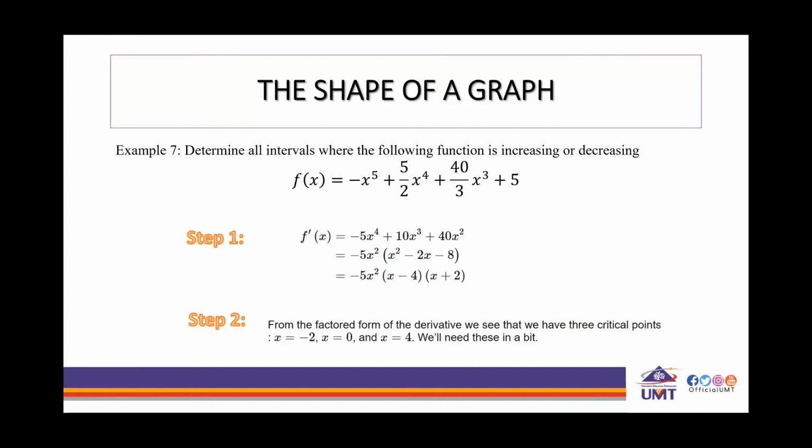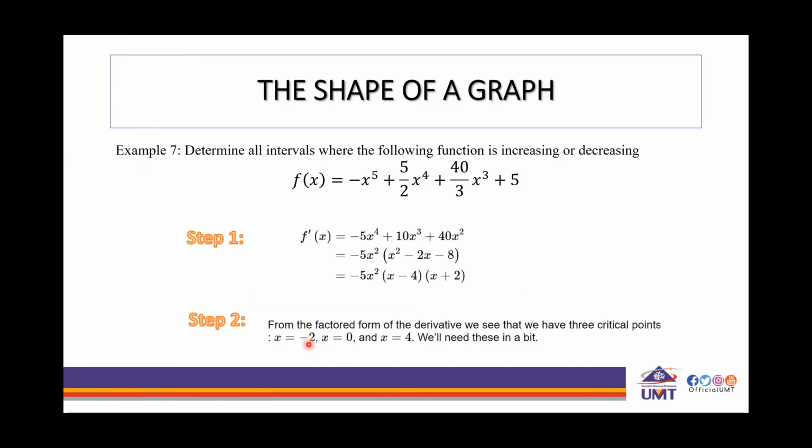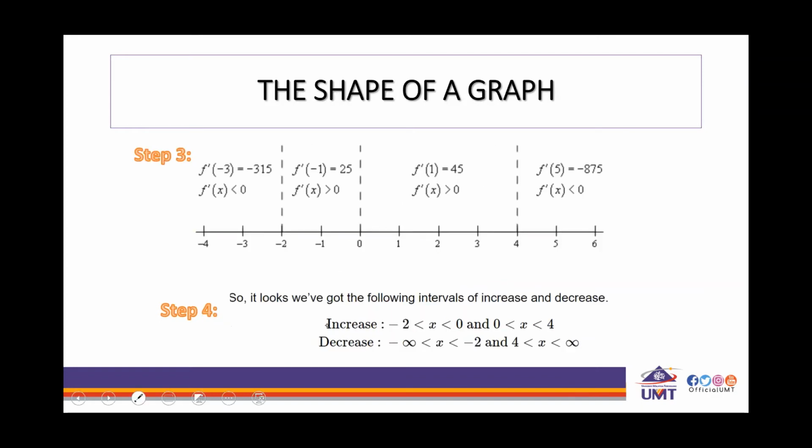So step 2, from the factored form of the derivative, we see that we have three critical points, which are x is equal to negative 2, x is equal to 0, and x is equal to 4. We'll need this in a bit. Take note, students: we have negative 2, 0, and 4. Take note of these three numbers, 4, 0, and negative 2.